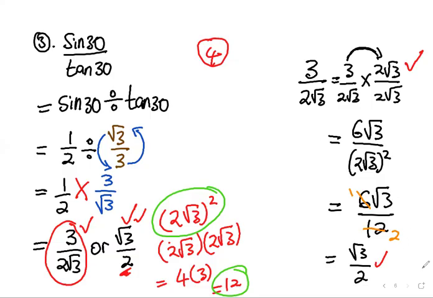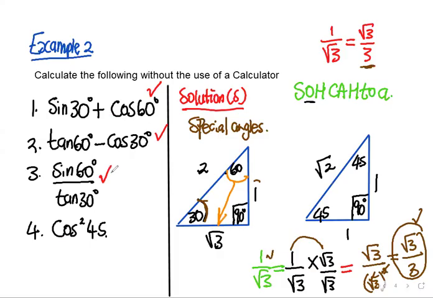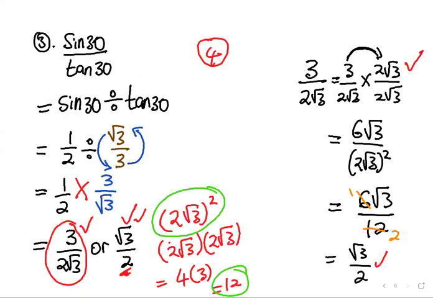We are done with number 3. You get a distinction. We are done with number 3. You get a distinction. These are easy stuff. Number 4, the one, cos squared 45. Let's do this one, cos squared 45.